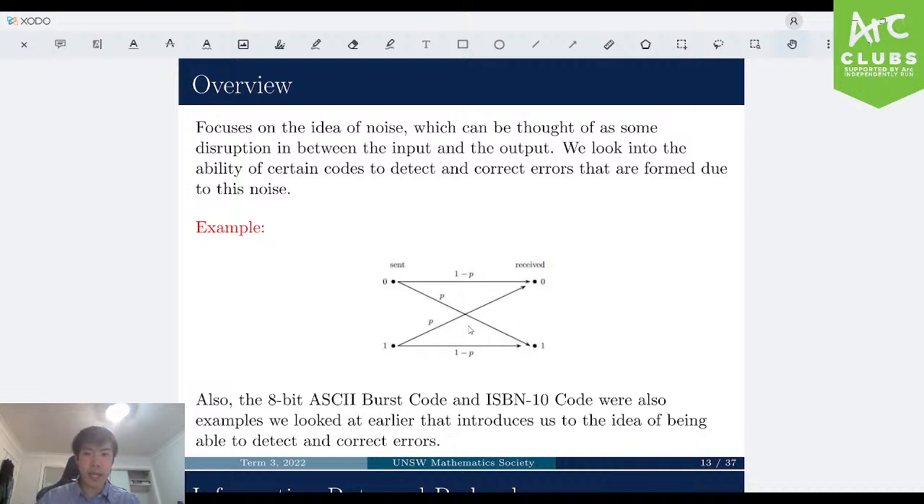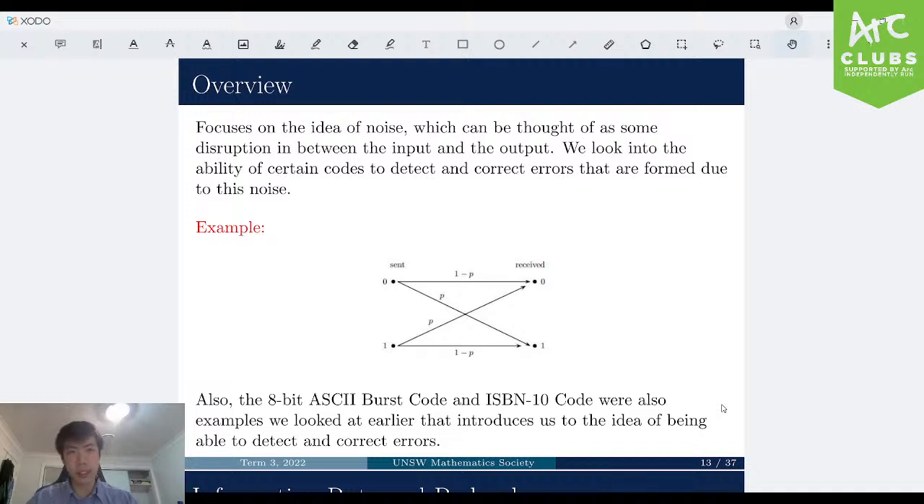Okay, so the 8-bit ASCII burst code and the ISBN 10 code were examples that we looked at in topic 1 that introduce us to this idea of being able to detect and correct errors, right? The whole point of extending 7-bit ASCII to the extended 7-bit ASCII and then to the 8-bit ASCII burst code was so that we could better detect and correct potential errors. Similarly, for the ISBN 10 code, the point of having a check bit at the end to make sure that the sum is divisible by 11 is again to detect errors and to try to correct them. Okay.